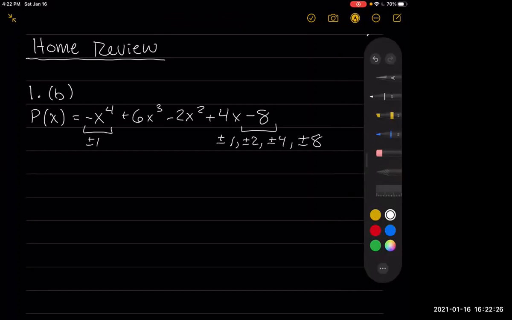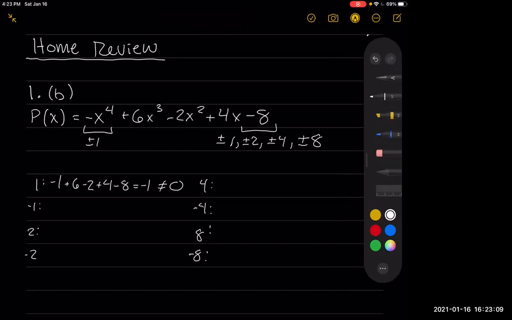Now we're going to go through and check 1, -1, 2, -2, 4, -4, 8, and -8. For the first one, I'll walk us through it and I'll speed through some of the later ones, because just watching me do computations is not the most helpful for y'all. We'll plug 1 in and we'll see it's a -1, then a +6, a -2, a +4, and a -8. And this equals -1. So this does not equal 0. So 1 is not a 0.